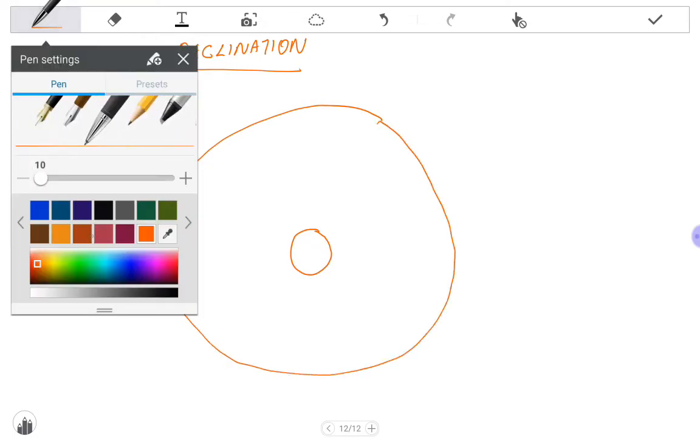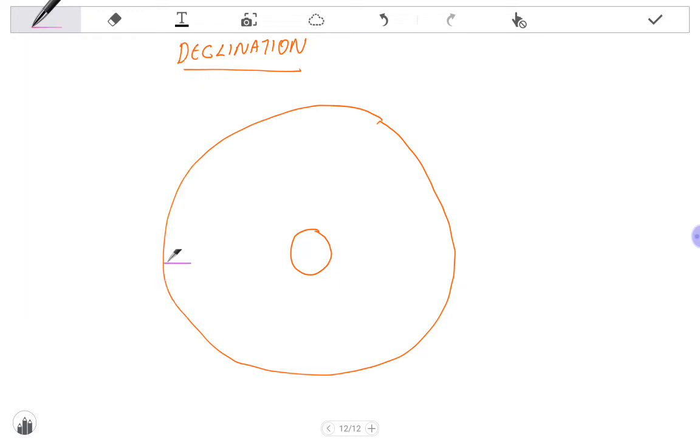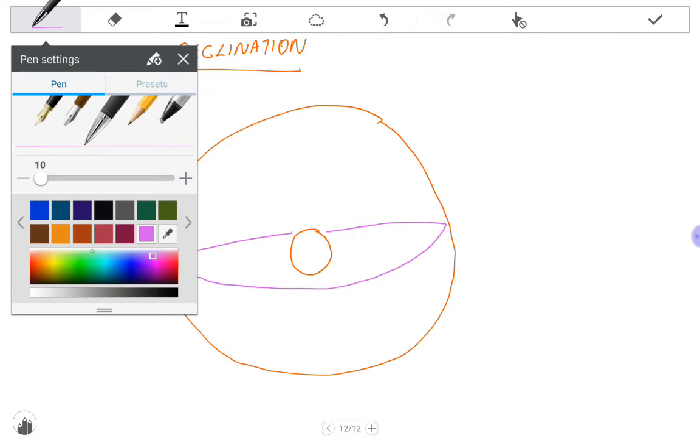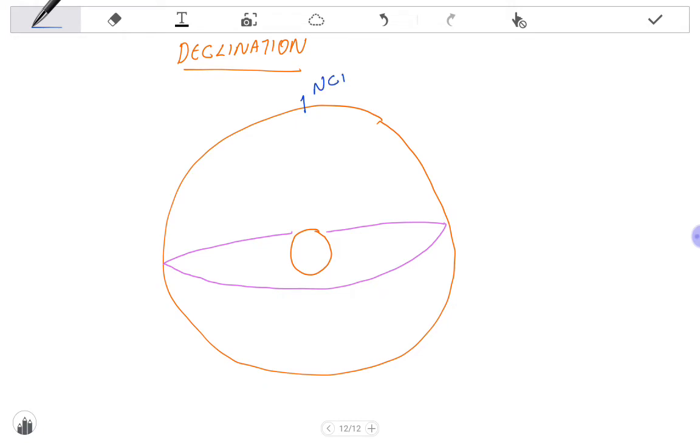And this is our equinoctial. This is our north celestial pole, and the south celestial pole. So these are our celestial meridians. Now, for easy understanding, what is latitude?